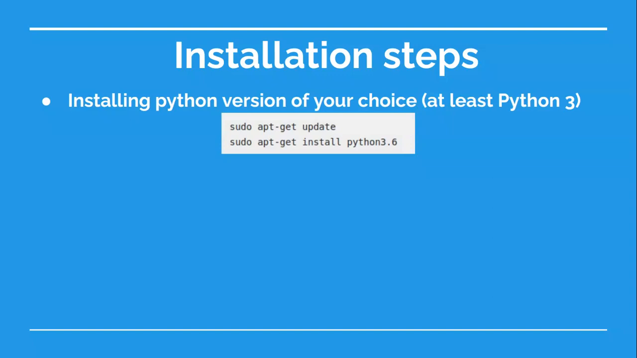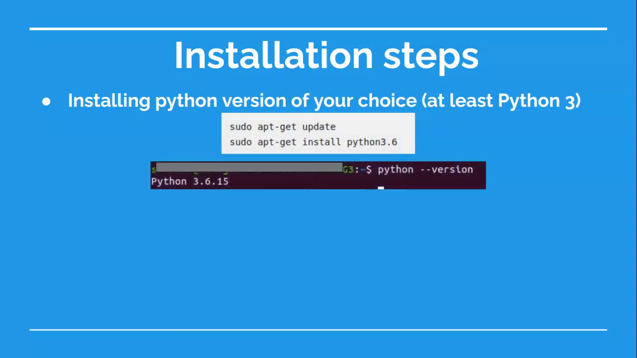We are using Ubuntu OS here. If you are using Windows or Mac, I will create a video of the installation guide for these OS. Now everyone execute the following commands to install the latest Python 3 distribution. Now check whether Python is installed successfully or not.